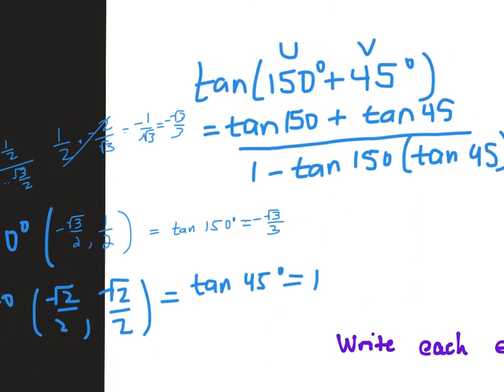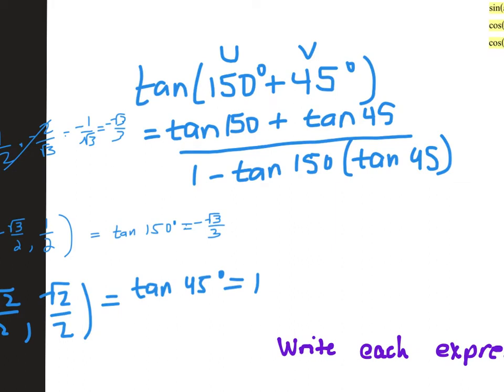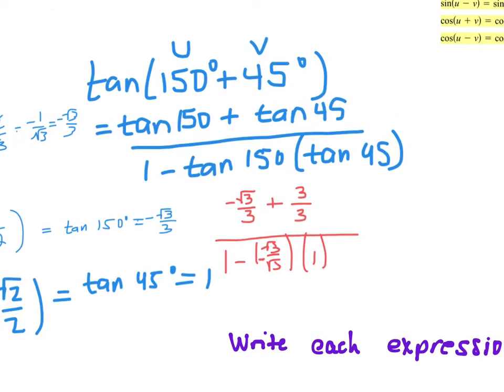Now we're going to use those two values to plug into this formula, and then we simplify. I'm going to rewrite this as tangent of 150, which is negative root 3 over 3, plus the tangent of 45, which is 1. I'm going to write that as 3 over 3, which is the same as 1, so it has a common denominator. Divided by 1 minus the tangent of 150, which is negative root 3 over 3, times the tangent of 45, which is 1. Here, I'm going to replace this 1 with 3 over 3.